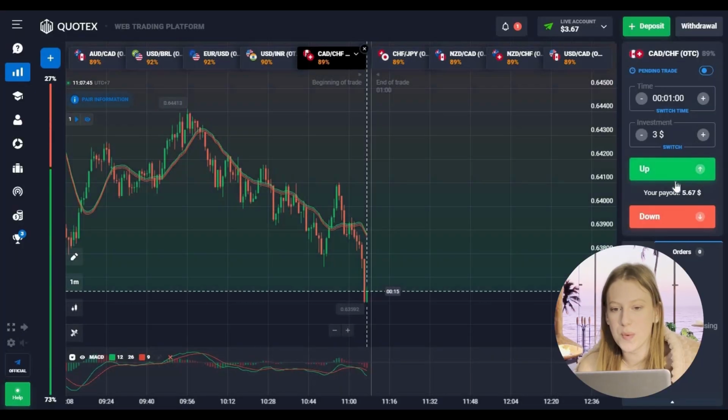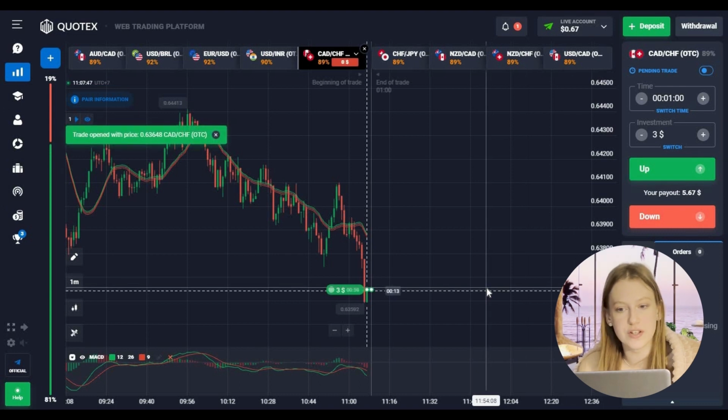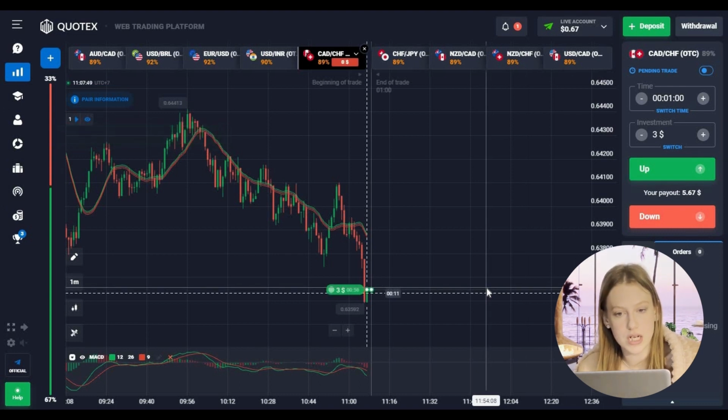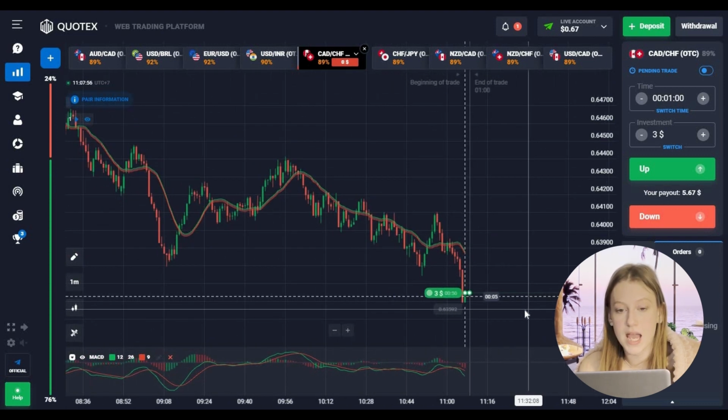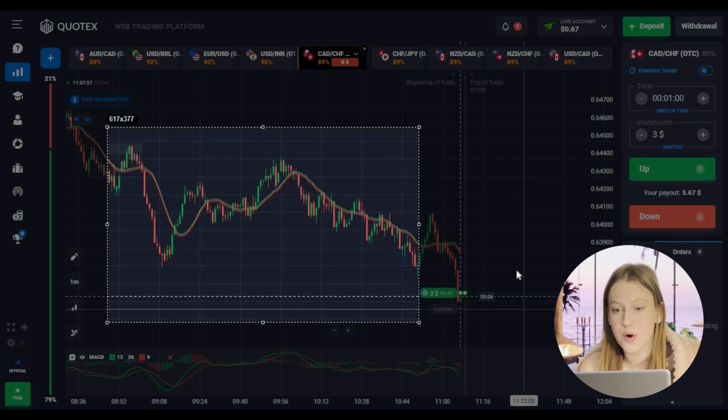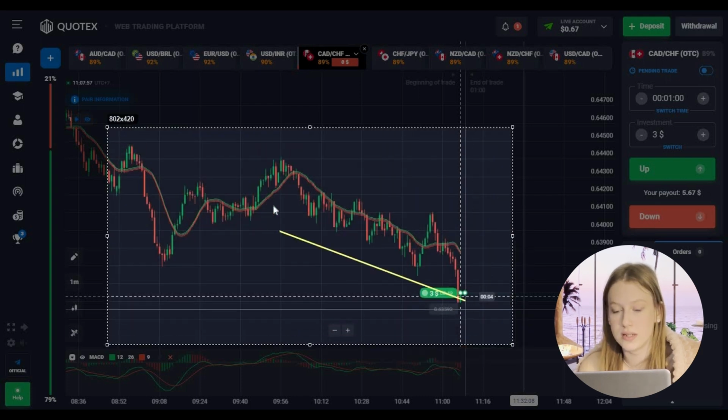Go ahead. I want to show you other options. So, I open a trade up. There is a fairly good support level here, but a downward trend. I will try to explain it to you. As you can see, the price hasn't broken the support level and will now go up. I highly recommend you to try this strategy.